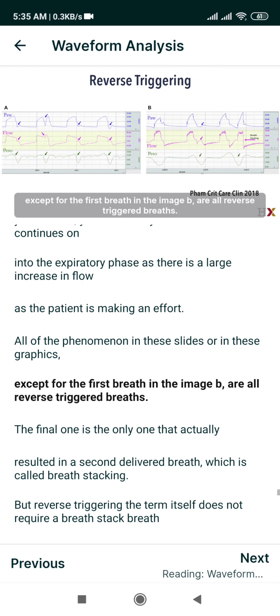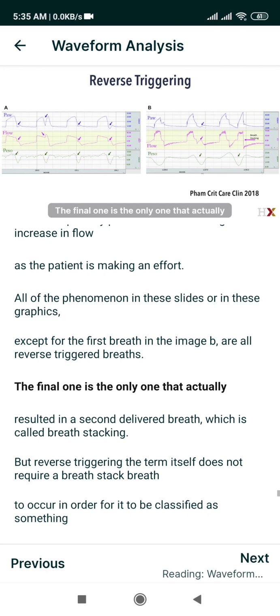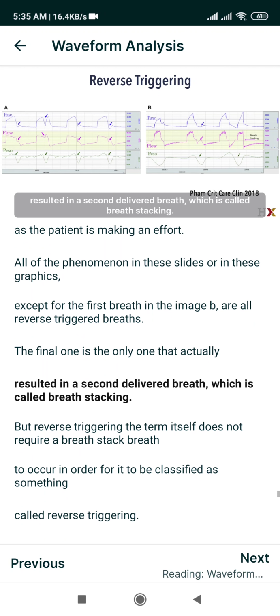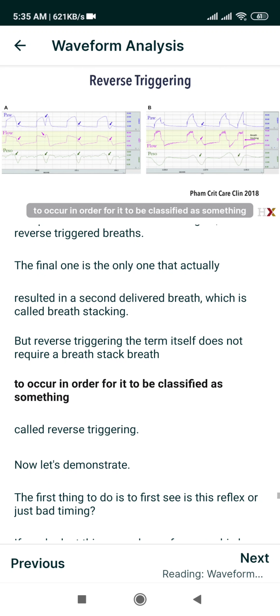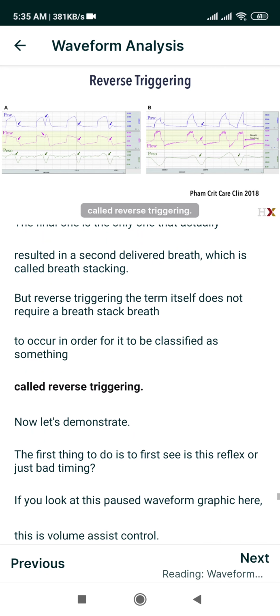All of the phenomenon in these slides, or in these graphics, except for the first breath in image B, are all reverse triggered breaths. The final one is the only one that actually resulted in a second delivered breath, which is called breath stacking. But reverse triggering, the term itself, does not require a breath stacked breath to occur in order for it to be classified as something called reverse triggering.